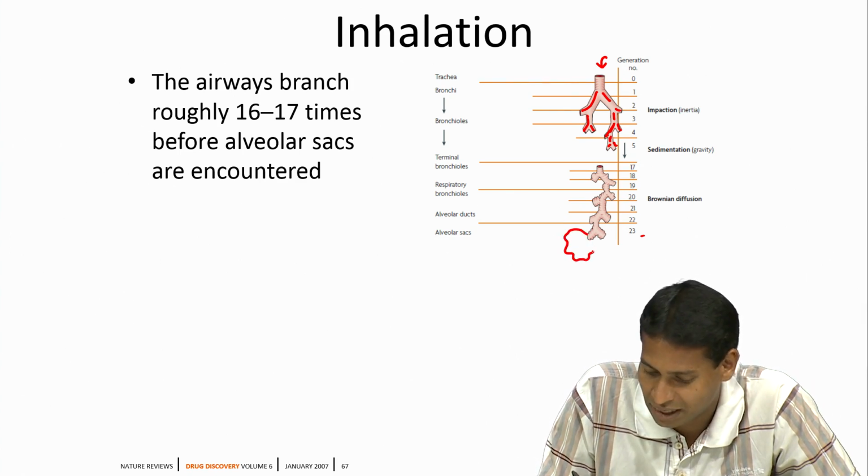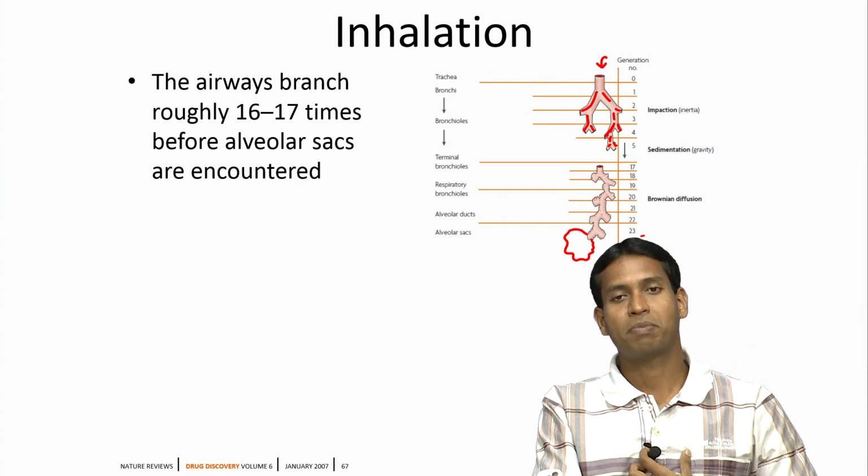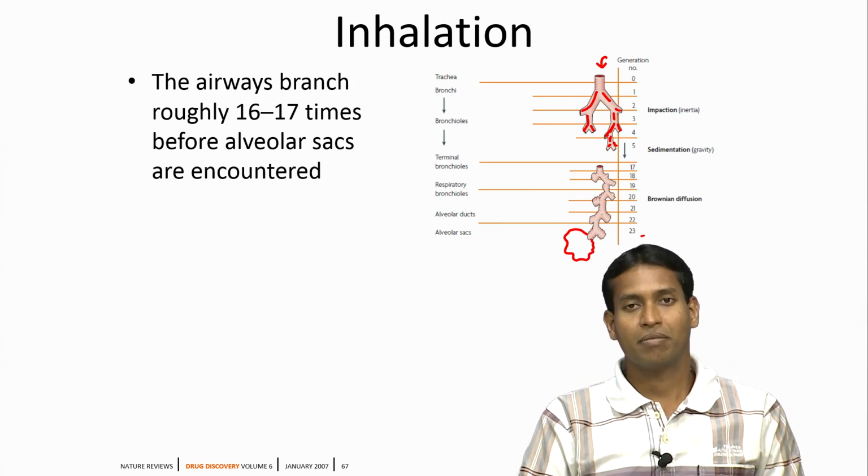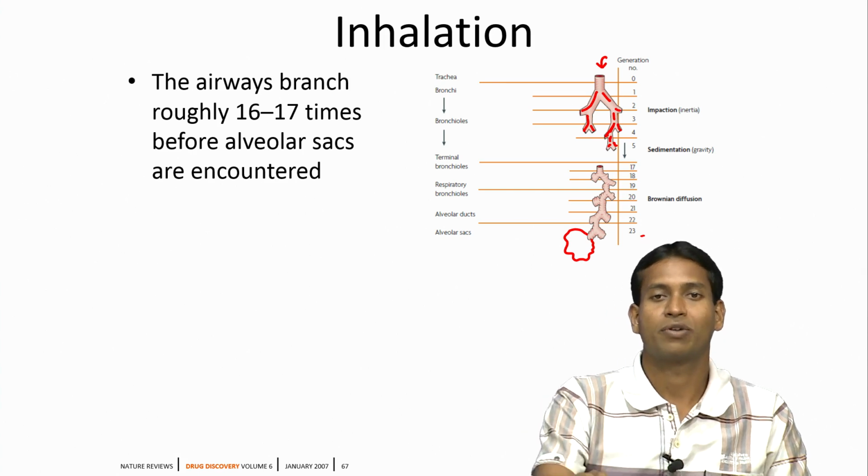So, let us say this is the alveolar sac, which is in the deepest part of our lung. And that is where you want most of the time when you are trying to do inhalation, that is where you are trying to deliver things.